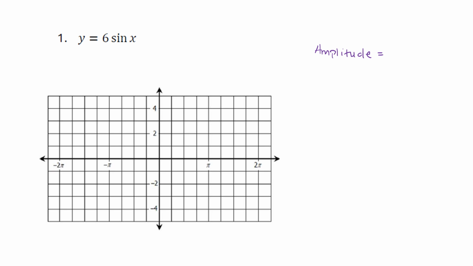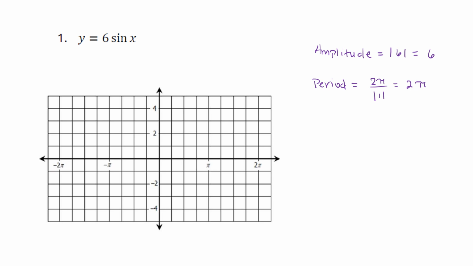Okay, so the amplitude is the absolute value of a, and so that would be the absolute value of 6, which is 6. The period would be 2 pi divided by the absolute value of b, which is 1. So our period is 2 pi, which is the same period as the parent function of sine. So the only difference between this equation and the parent function is that the amplitude is 6.